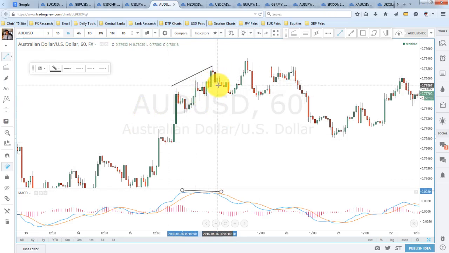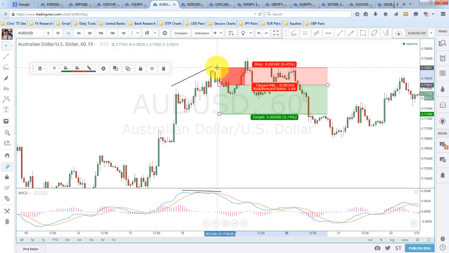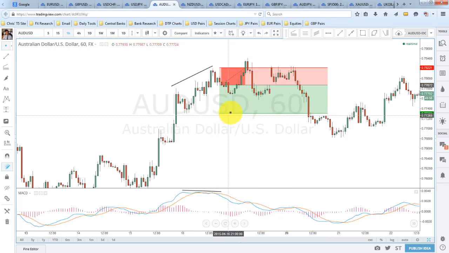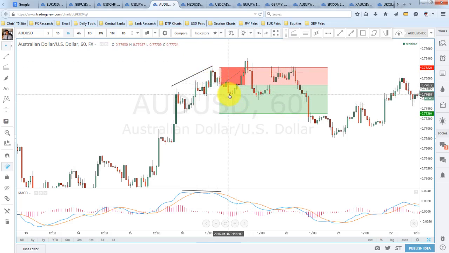Our entry on this would have been just below this point, so we would have entered right about here. Our stop loss would have been above that high, and our target would have been right there. So again, in this scenario, we have a 1.63 to 1 reward to risk. Not quite 2 to 1, but not bad. However, you can see what happened here. We came down a little bit here, and then rallied up, would have been stopped out.